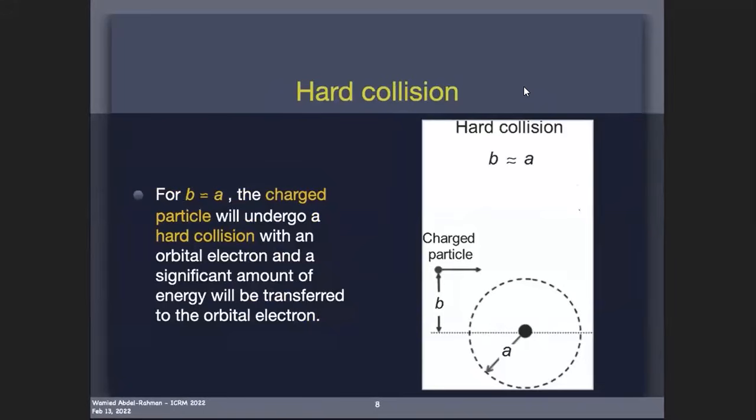A hard collision is when the impact parameter of the charged particle is of the order of the atom size. And in this case, then a single interaction by the charged particle could actually transfer a lot of energy to one of the orbital electrons.